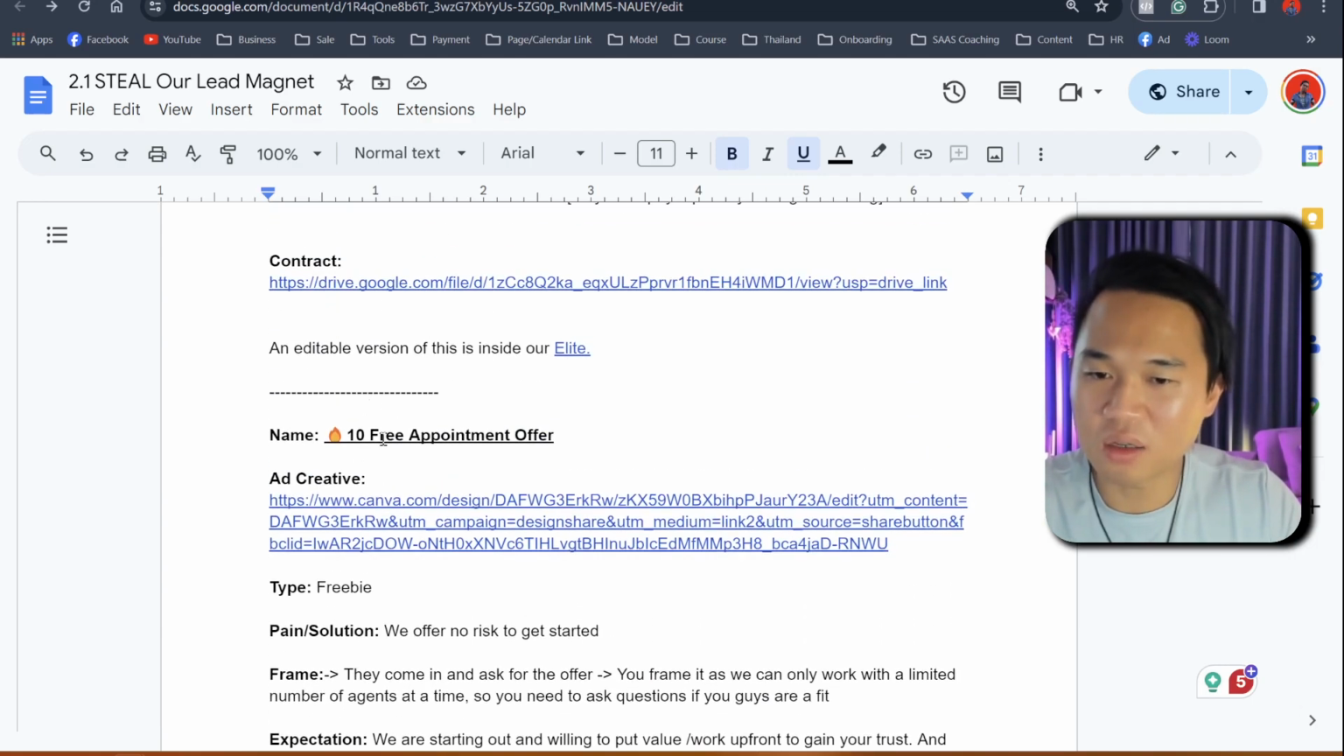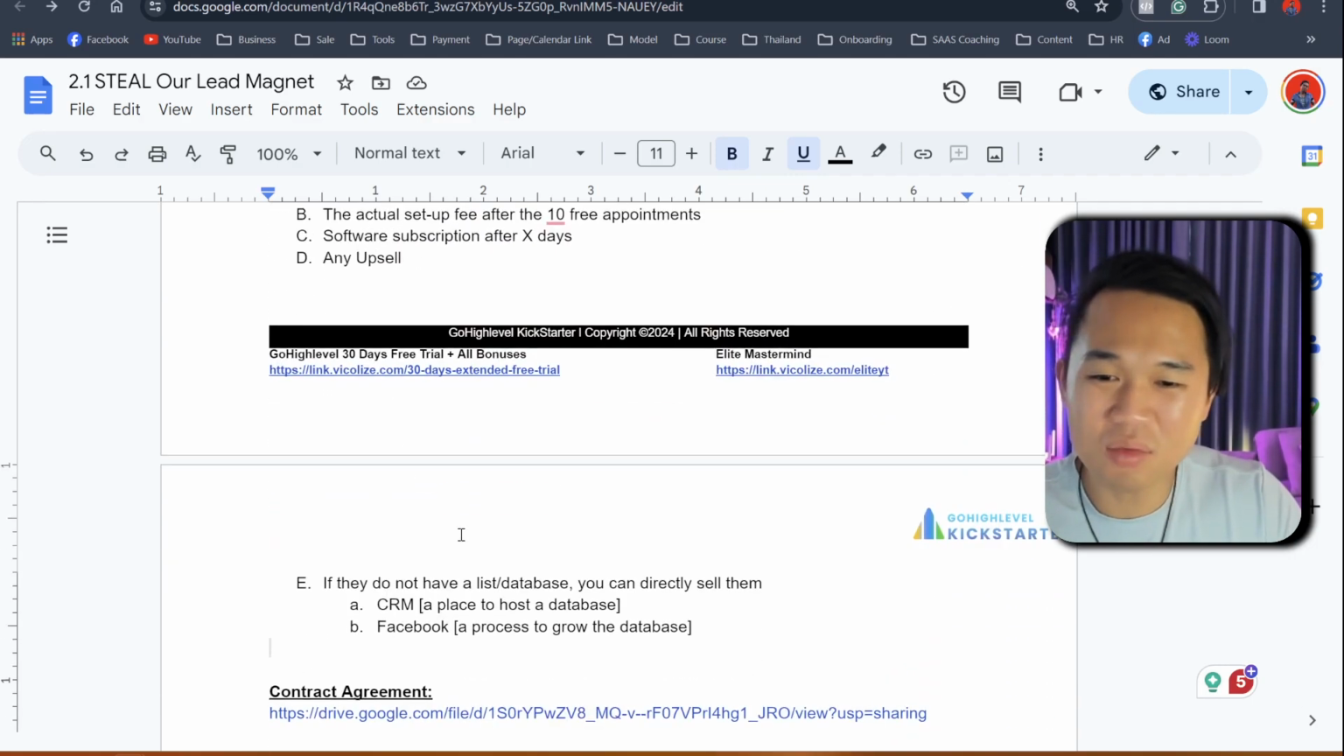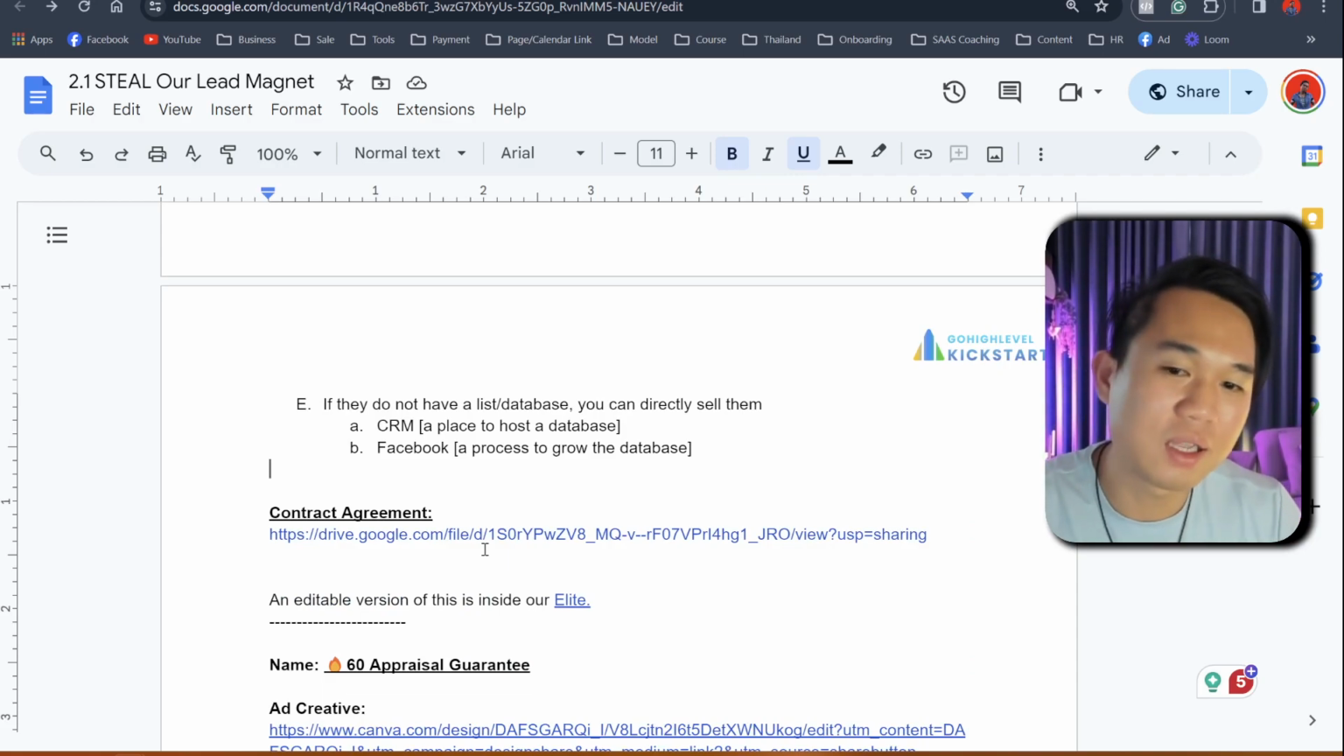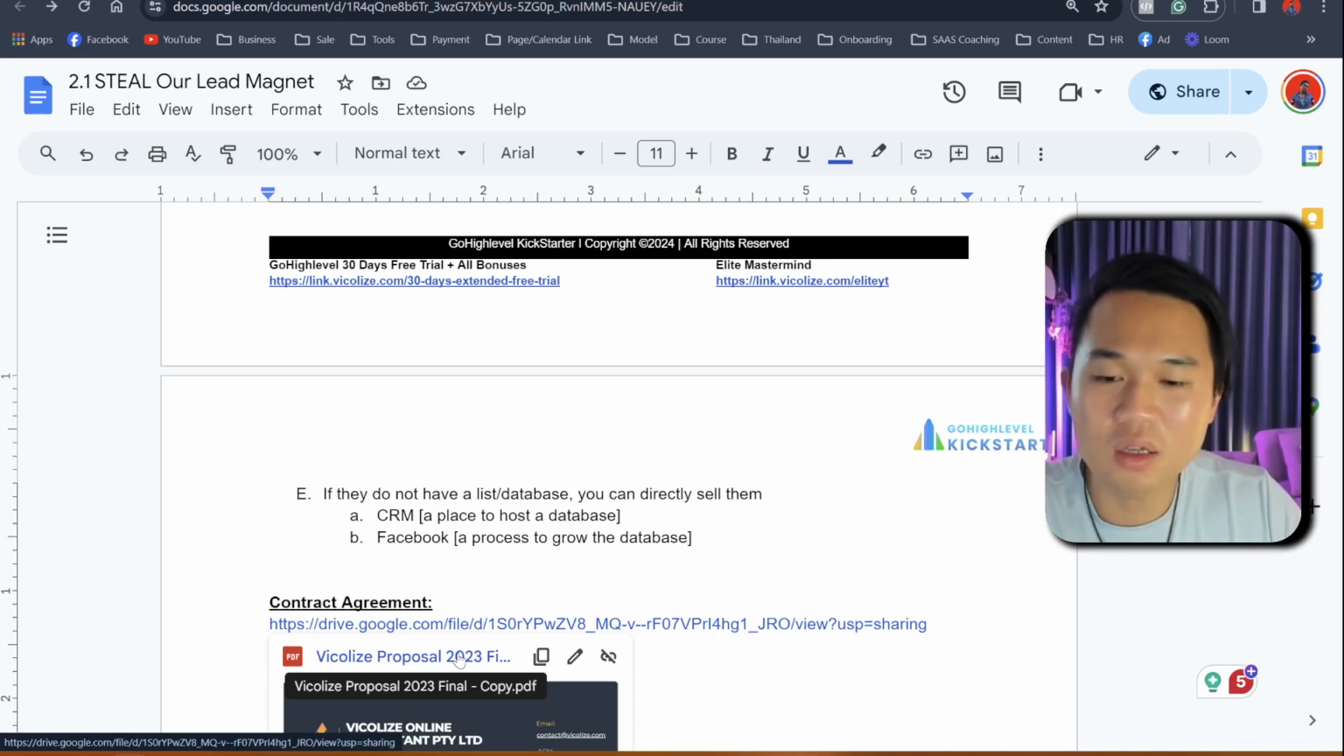Also, it's very enticing having 10 free appointments. So it's really, really good. That's why we get our students to launch this as their first lead magnet. We also have a contract here.